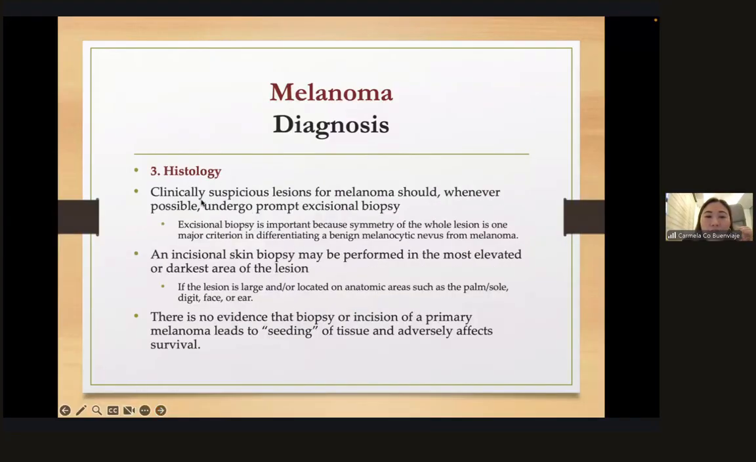So histology, of course, for clinically suspicious lesions of melanoma, we should do an excisional biopsy. In some cases, an incisional biopsy may be performed in the most elevated or darkest area of the lesion. So there's no evidence that biopsy or incision of a primary melanoma leads to seeding of tissue and adversely affects survival. Because there are some patients who believe that if their melanoma is excised or incised, then it would allow the melanoma to spread, but there's no evidence for this.